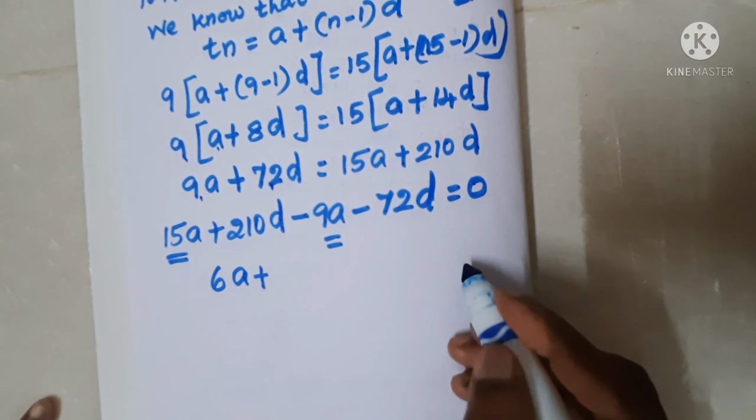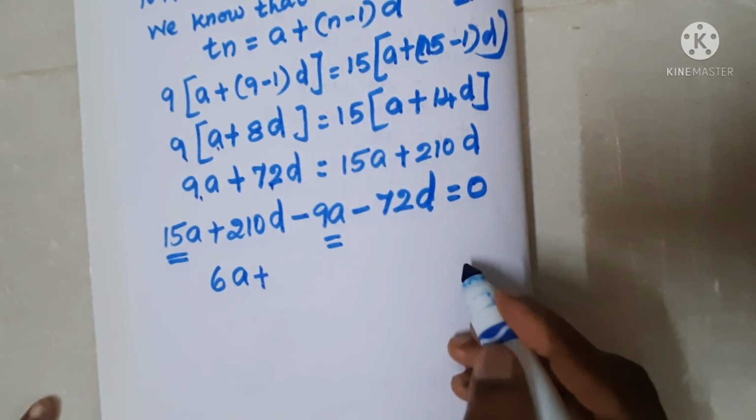Okay, so how will you subtract this one? 210 minus 72. So you borrow 1, it becomes 10. Here it becomes 0. Now 10 minus 2, 8. Now 0 is there. Can you subtract? No. So again you borrow. It becomes 1 and this one becomes 10. So 10 minus 7, here 3, then 1. So 138 into d is equal to 0.